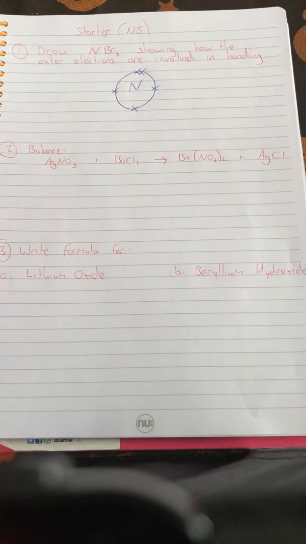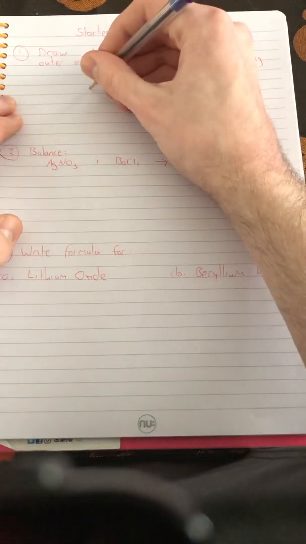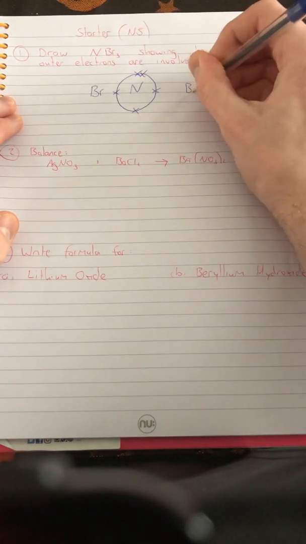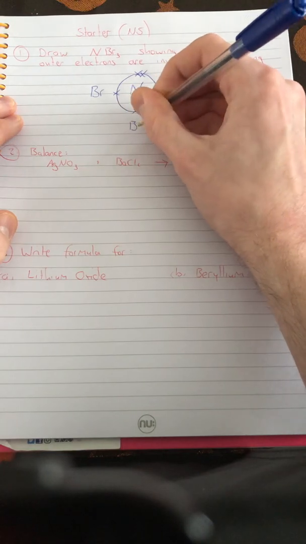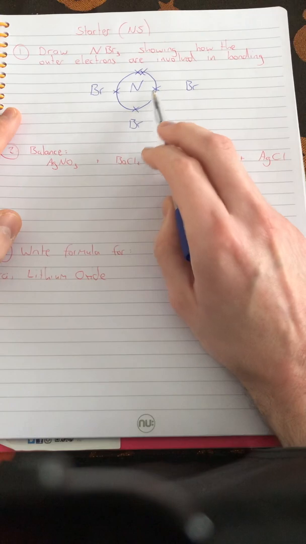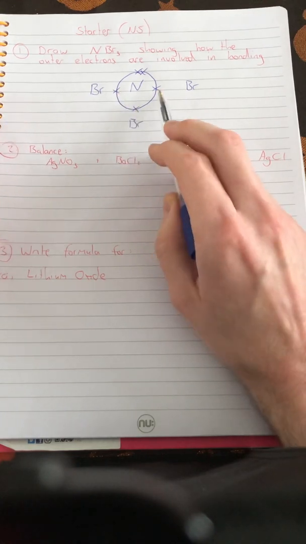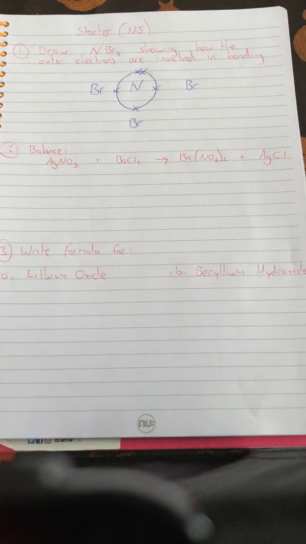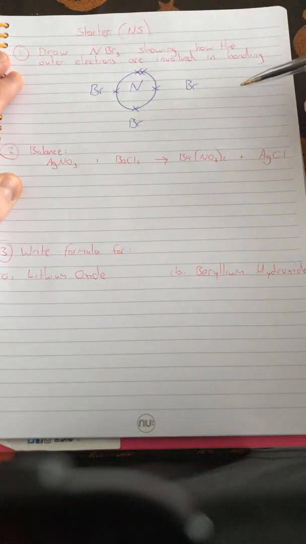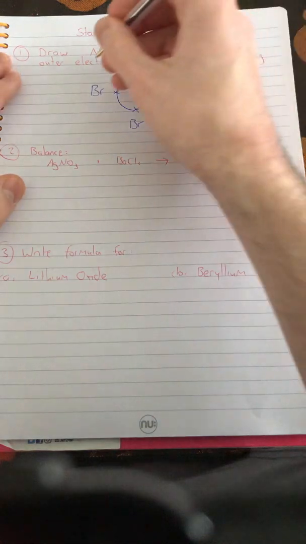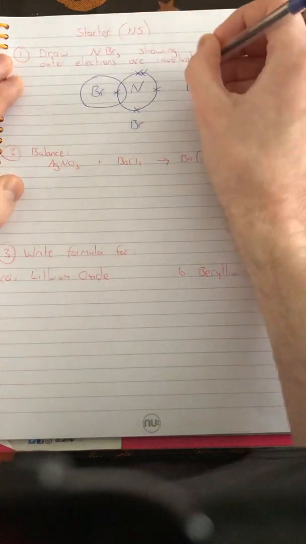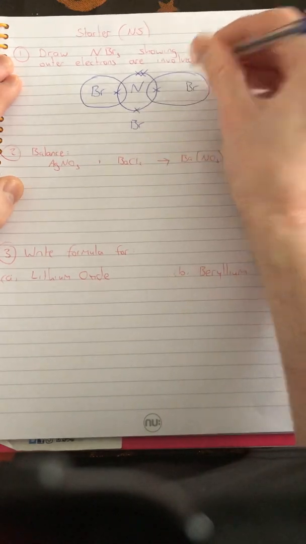Now we've got 3 Brs, so we've got 1 Br there, 1 Br there, and 1 Br there. Just note that they're always paired up with the single electrons, because it's single electrons that are involved in bonding. Now, I'm going to skip a step because I've not got the space here, but I'm just going to overlap them already.